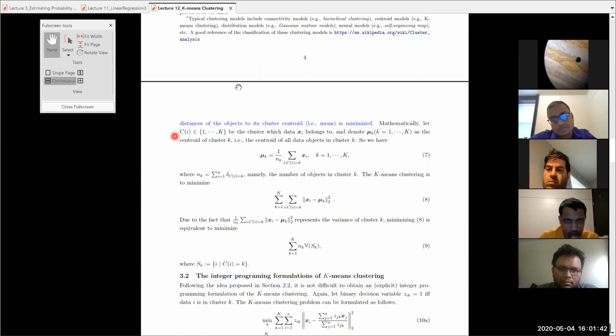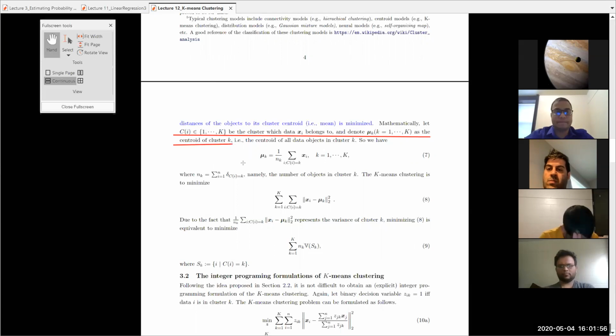First of all, let Ci denote the cluster which data Xi belongs to. And then let's denote mu k as the centroid of cluster K. Okay, and then that's very clear. Suppose I already have the mu k. Suppose I already have the Ci and the Xi's. How would you define mu k? Very simple. I'm going to sum all the Xi's that belong to cluster K and then divide by the number. Nk means how many data are in cluster K, right? The summation of all of them divided by the number, that means what? It is the centroid, right?